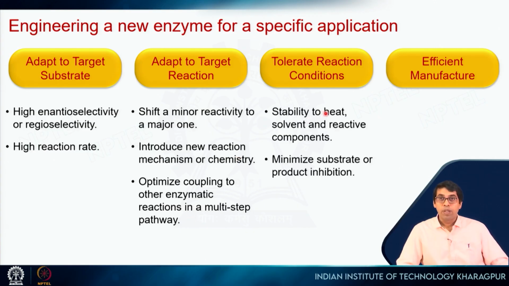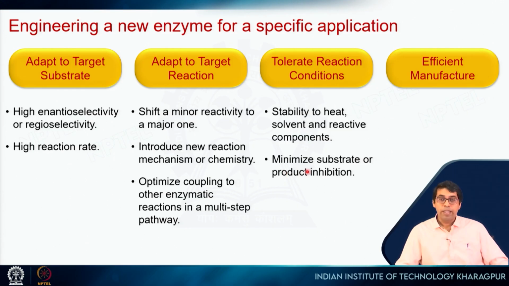Reaction conditions. So if the reaction has to be done at a high temperature or acidic or basic pH, you will have to engineer an enzyme. In many cases, you might have to do the reaction not in aqueous medium, but in the presence of certain organic solvents, maybe not 100%, but some amount of organic solvents, right? So in those cases, you will have to optimize your enzyme so that it can tolerate these altered reaction conditions.